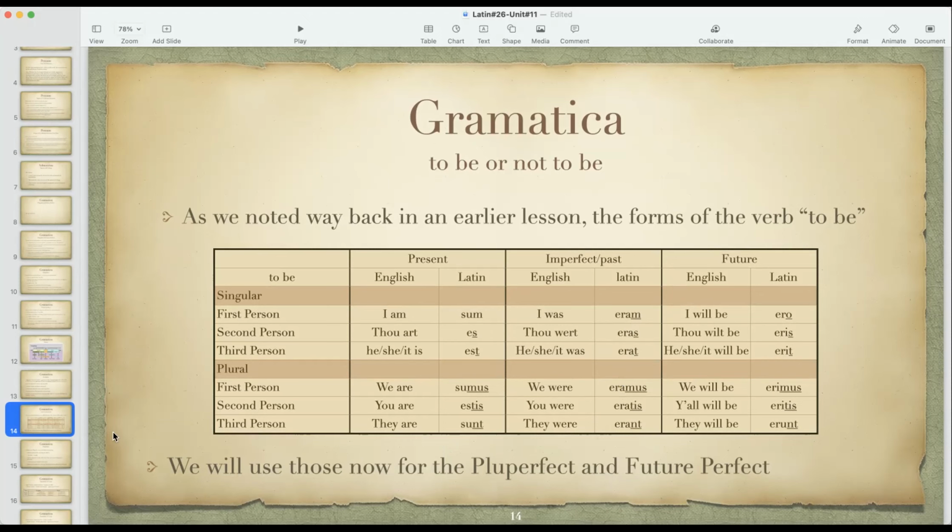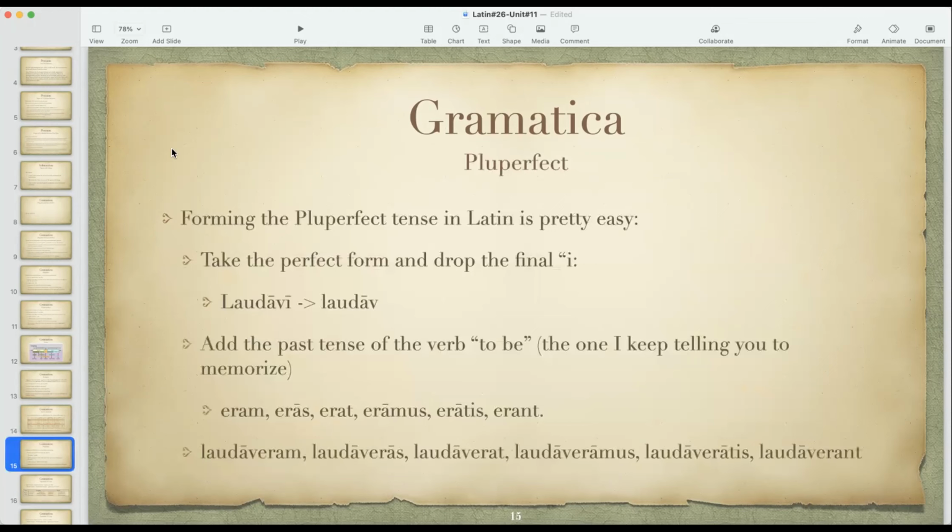So with those in mind, the pluperfect tense in Latin is pretty easy. Generally, the imperfect is considered the simplest because it's regular across all the forms. But a good second place might be the pluperfect, because we're going to take the perfect form and drop the final i. So instead of laudavi, it's just laudav. And then we add the past tense of the verb to be, okay?